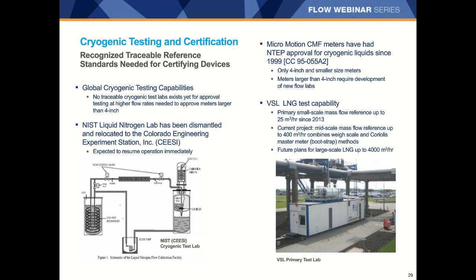Future concepts for a large-scale LNG test facility at VSL that would increase the testing flow rate capacity by another order of magnitude, up to 4,000 cubic meters per hour, are being considered. Emerson makes use of and supports these testing facilities, and we continue to look for opportunities to expand testing capabilities of cryogenic liquids to higher flow rates than are currently possible.